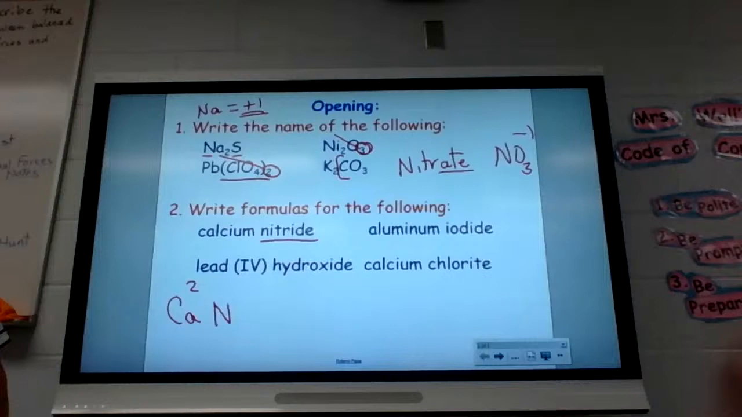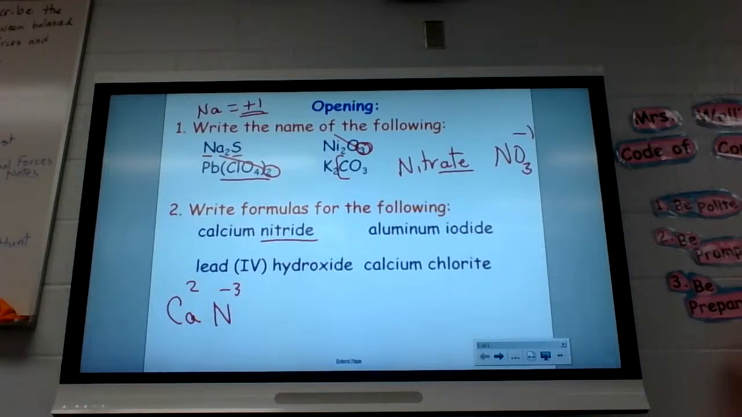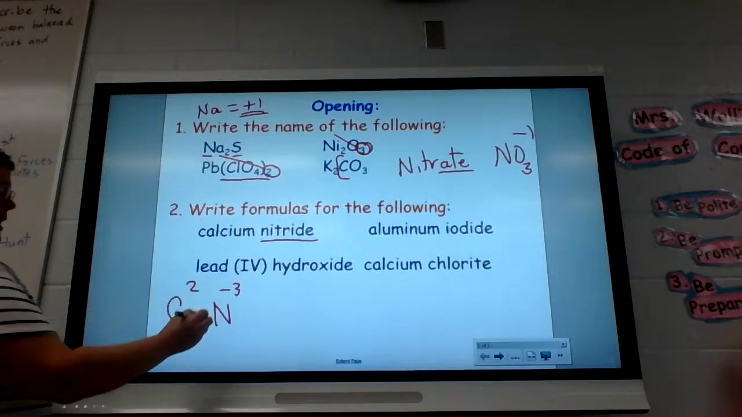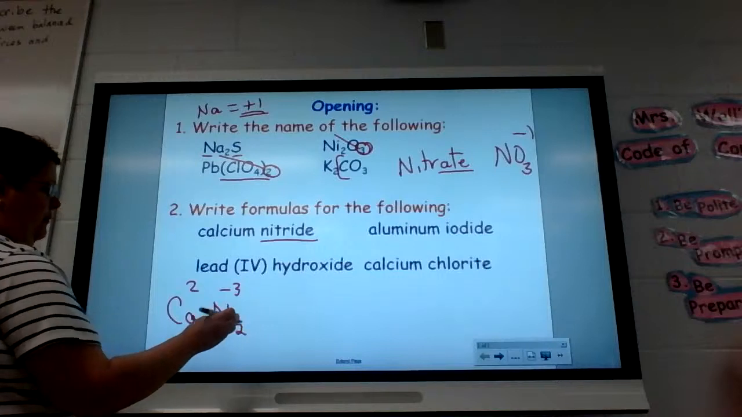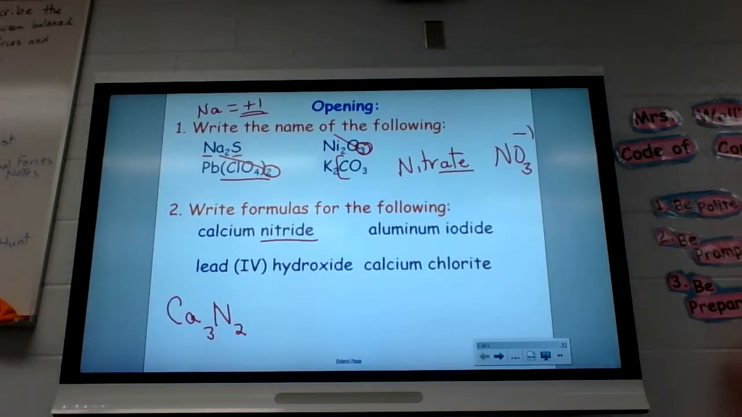Negative who? -3. Nitrogen has a -3. That's it. So 3 comes down, 2 comes down. Calcium nitride.